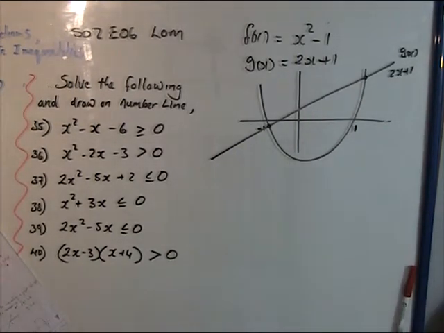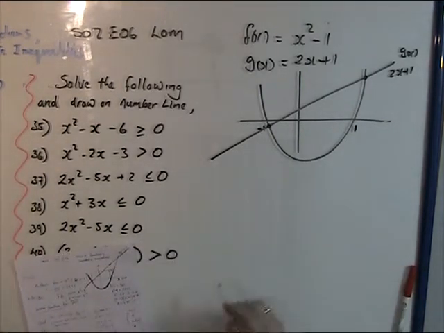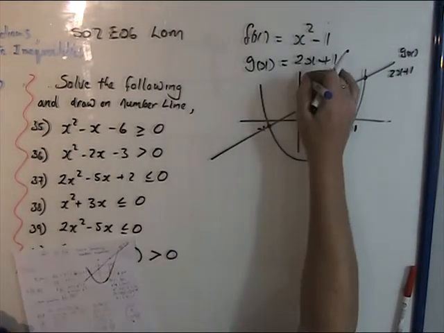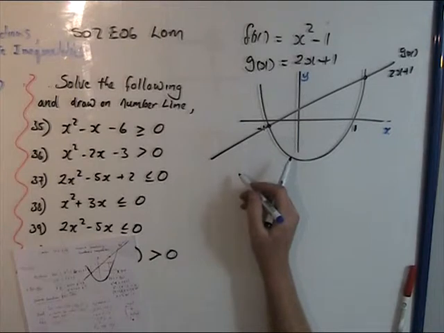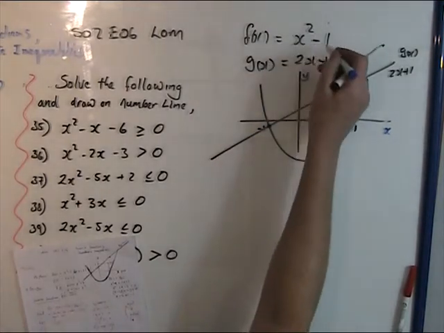Now I just want to look at a few points here. This is y, as we know, and this is x. So this graph is related to y equals x squared.